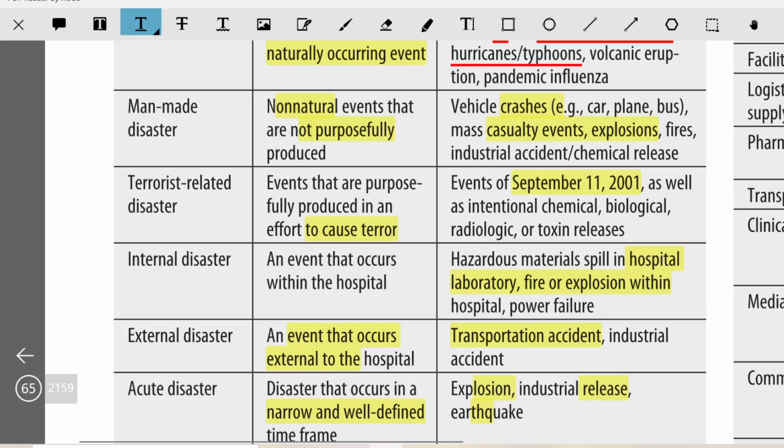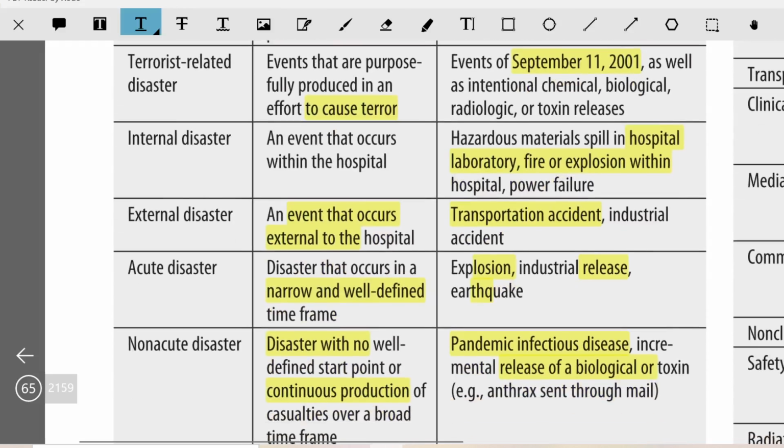And the fourth one is the internal disaster, an event that occurs within the hospital: hazardous material spill in the hospital laboratory, fire or explosion within the hospital, power failure, etc. And the external disaster is an event that occurs external to the hospital: transportation accident, industrial accident, etc.